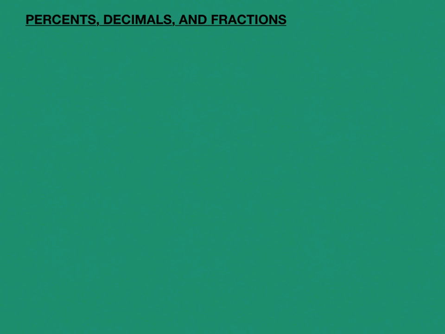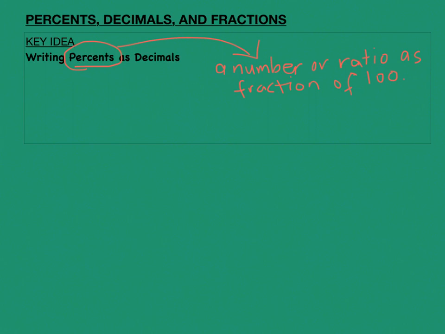So let's get started. First, let us write down the key idea. To write percents as decimals, we need to understand that percent means out of every 100. Percent is a number or ratio expressed as a fraction of 100. We will now look at the steps.